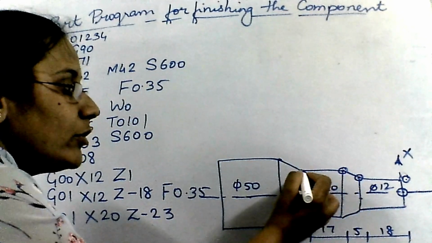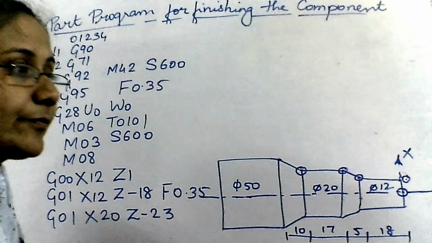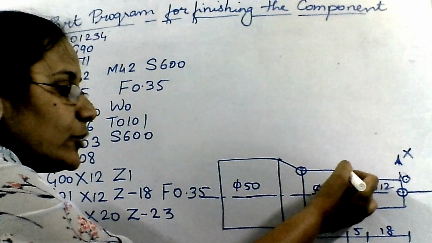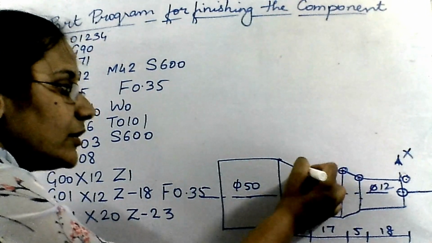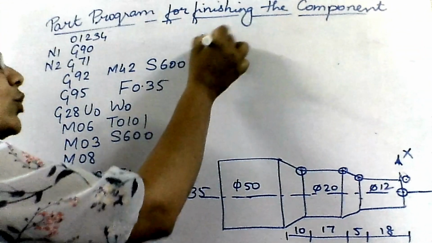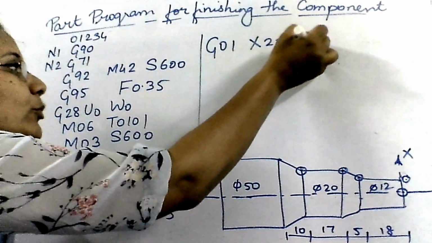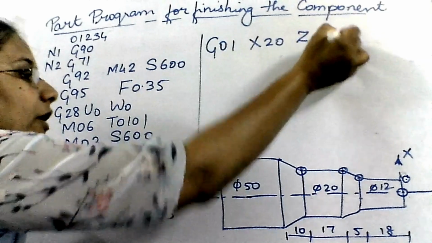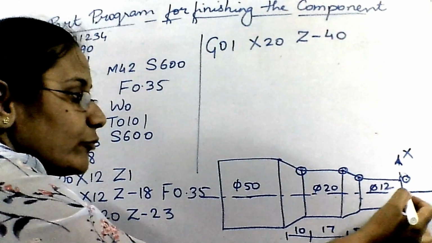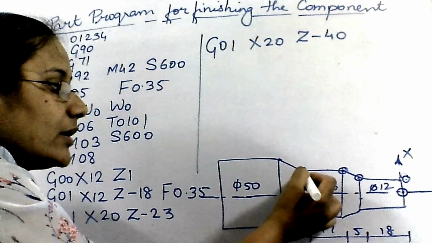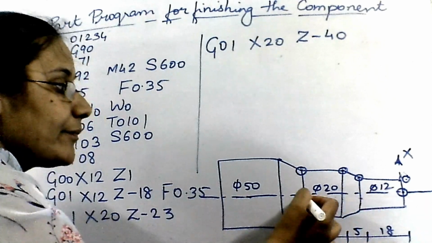Now I have to go till here. So again it's linear interpolation. Tool will travel from this point up till here. For that I again use the code G01. X would be 20 and Z would be minus 40. From the origin to this point, the distance is minus 40.